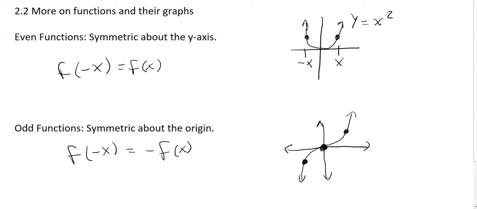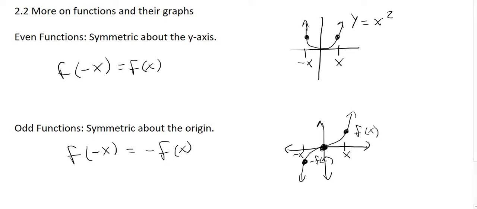For odd functions, the idea is that when I evaluate at negative x, I should get the negative of the value that I got when I plugged in just x. So the idea is f of negative x should equal negative f of x in order to be odd. If f of x and f of negative x are the same, then that is an even function.